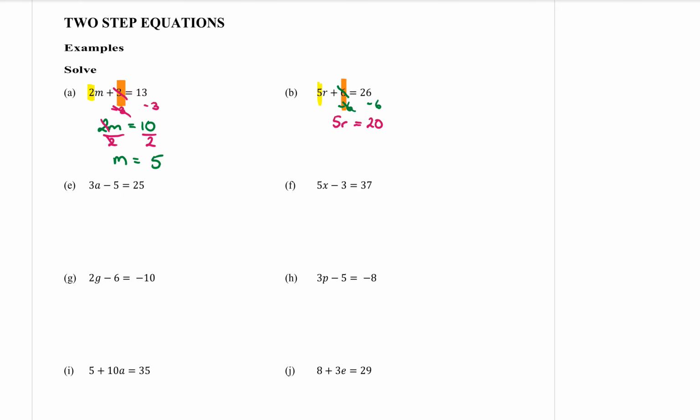Then I want to get rid of the 5. Now it's multiplied with the r, so the opposite is to divide by 5, divide by 5. r is now by itself, and 20 divided by 5 is 4.